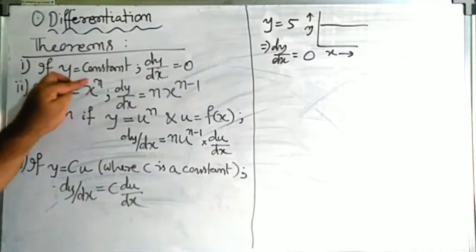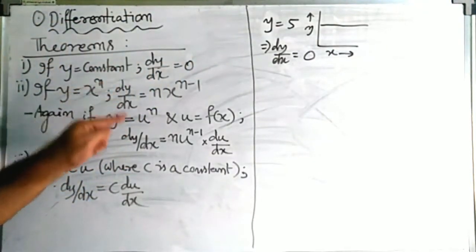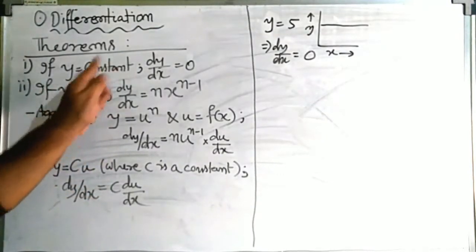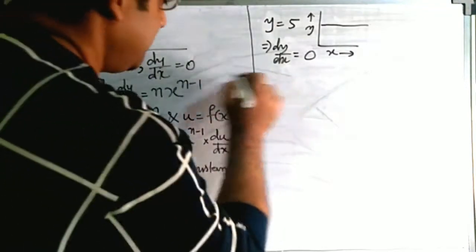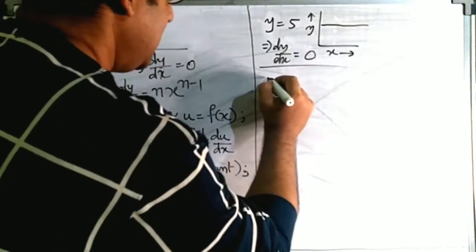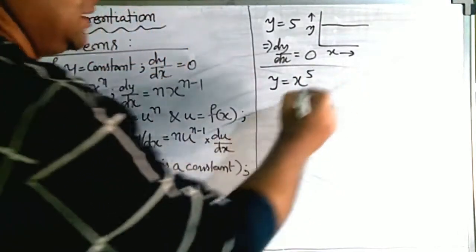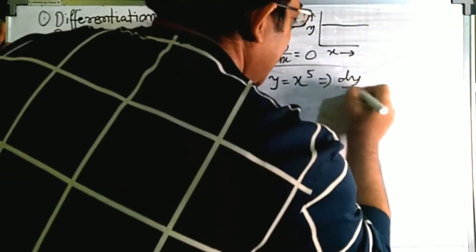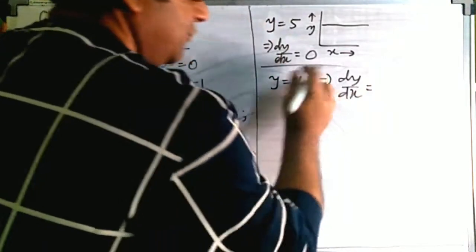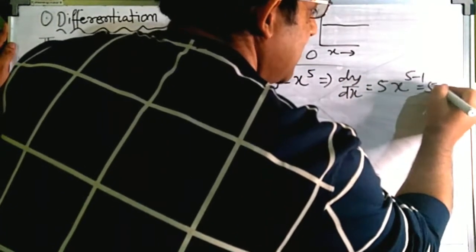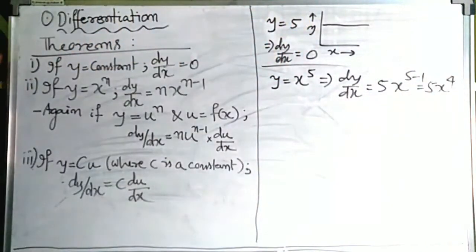Now, if y is equal to x to the power n, dy by dx is equal to n, this n comes here, x to the power n minus 1. Let me give you one example. y is equal to x fifth, let us say. That implies dy by dx is equal to 5 x to the power 5 minus 1, that is 5x fourth.